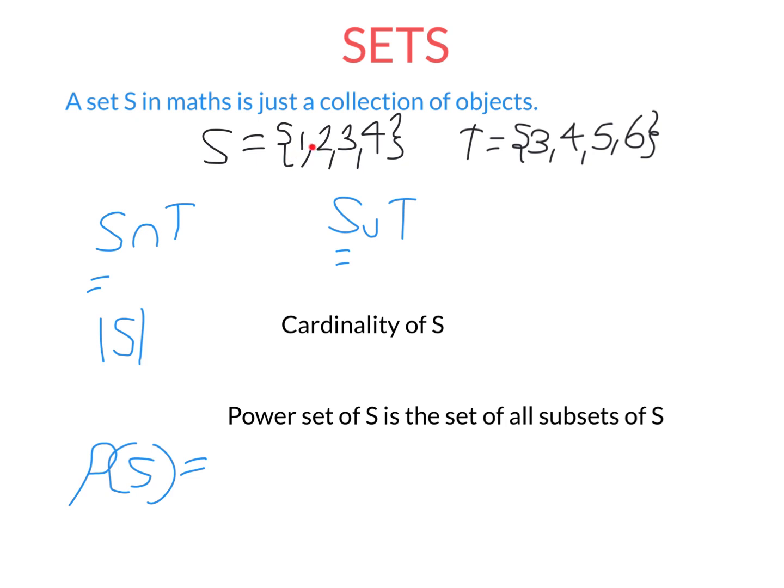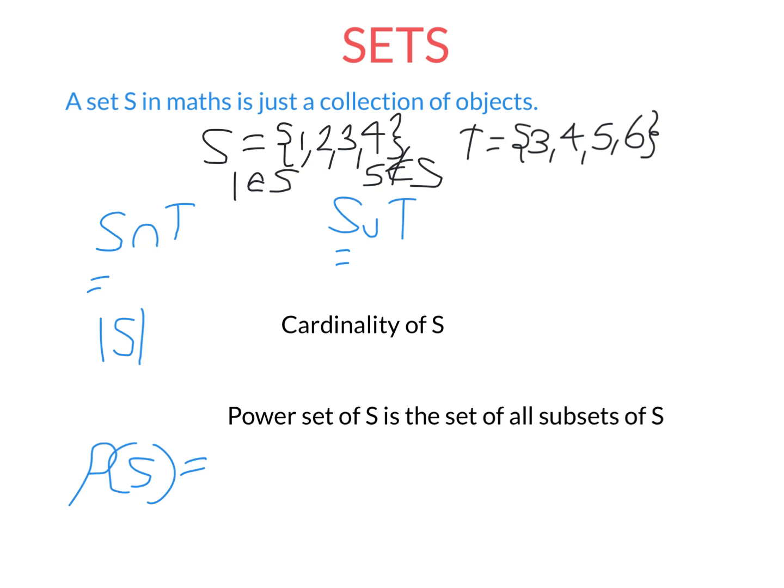Each of these is an element of S or a member of S. So we write something like this to mean 1 is a member of S. For example, 5 is not a member of S. It's kind of like the same symbol just struck through. So S is a set with 4 elements, T is another set with 4 elements.